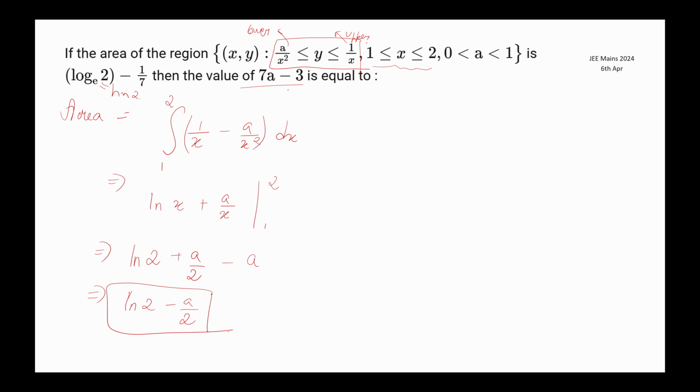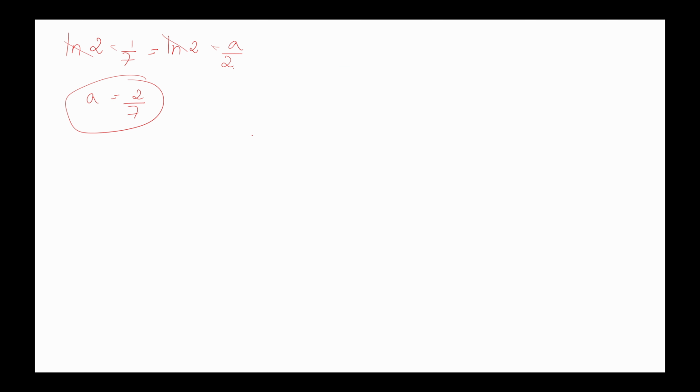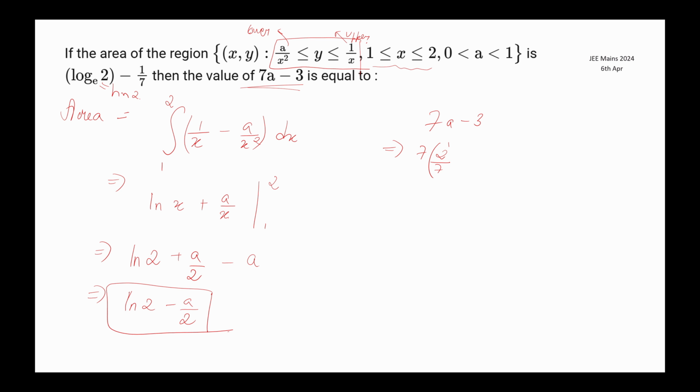Now what is the question asking? We have to find out the value of 7a minus 3. So 7 times the value of a that we just calculated, which is 2 by 7. So from here we get 7 times 2 by 7 minus 3. 7 and 7 cancel each other, and we would have minus 1 as our answer.